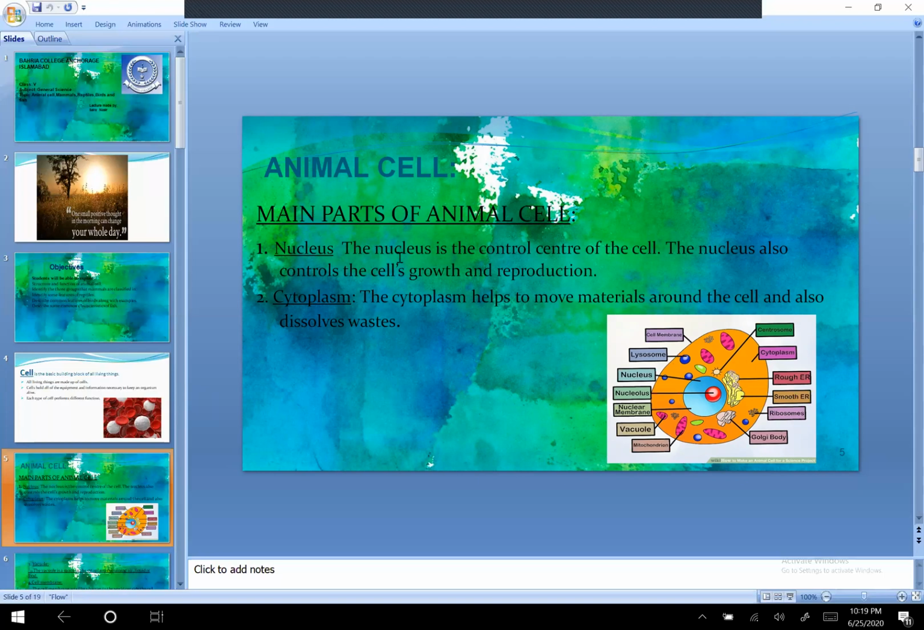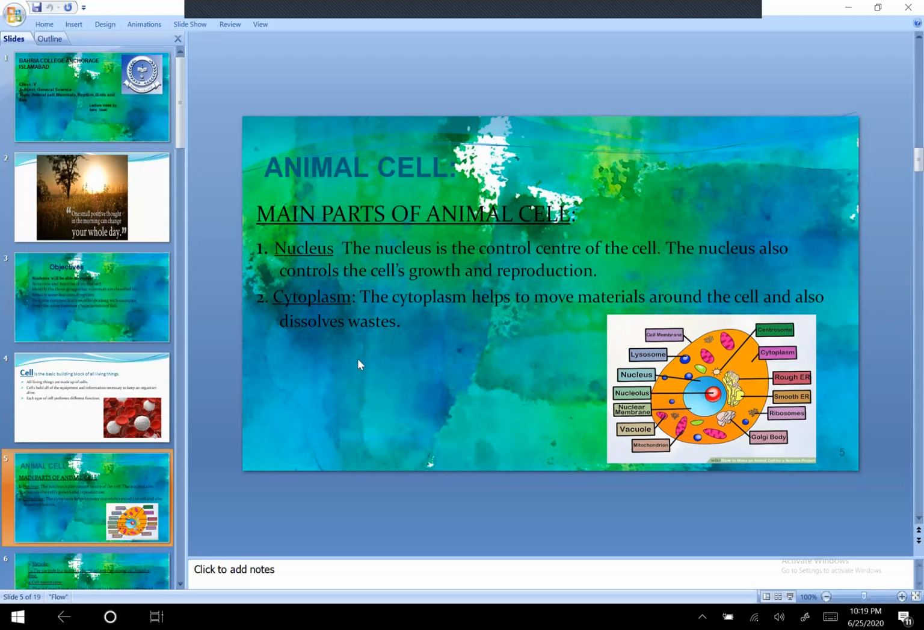So nucleus. The nucleus is the control center of the cell. The nucleus also controls the cell's growth and reproduction. Children, over here you can see this is nucleus in the center, and it is the control center of the cell. Just like in our body, central nervous system is the control center of all your body functions, all body systems. Similarly, in the cell, nucleus is the control center of every cell.